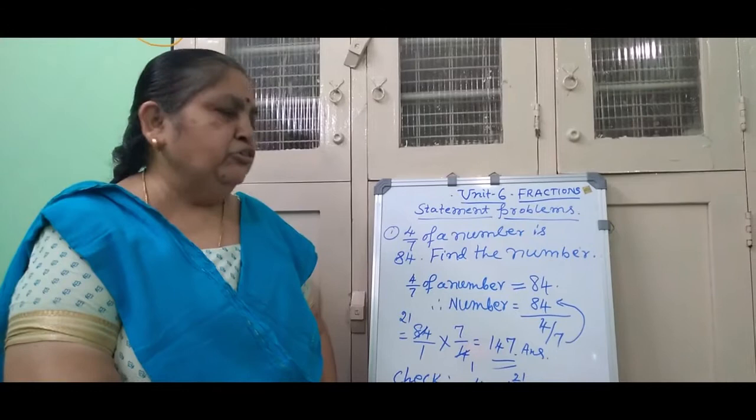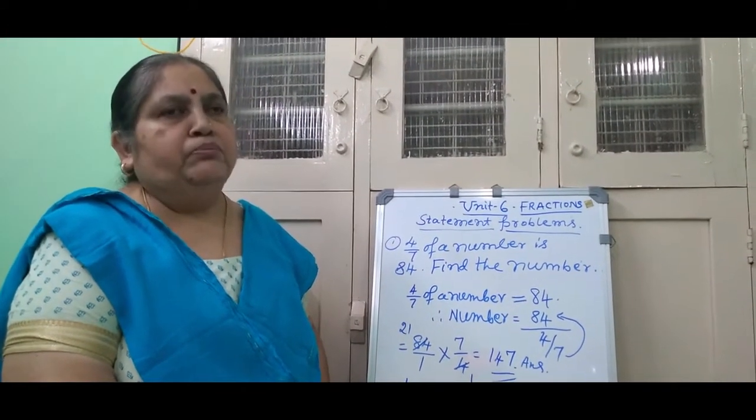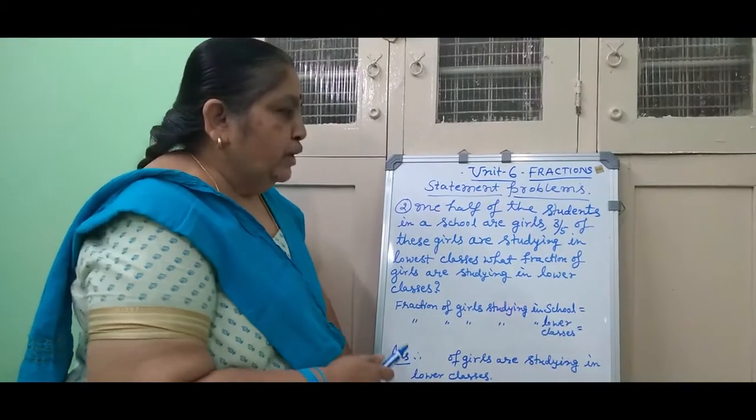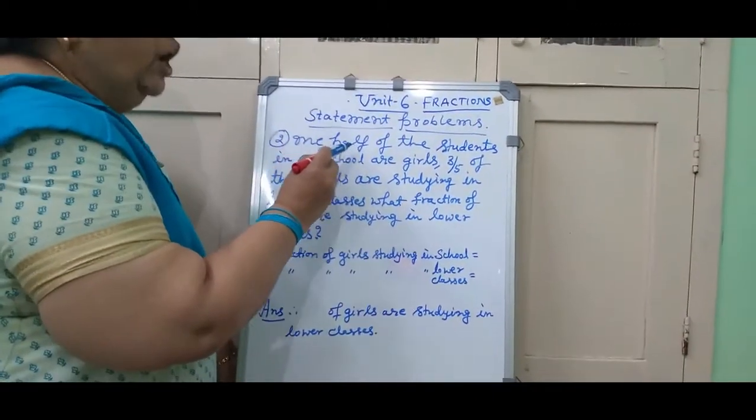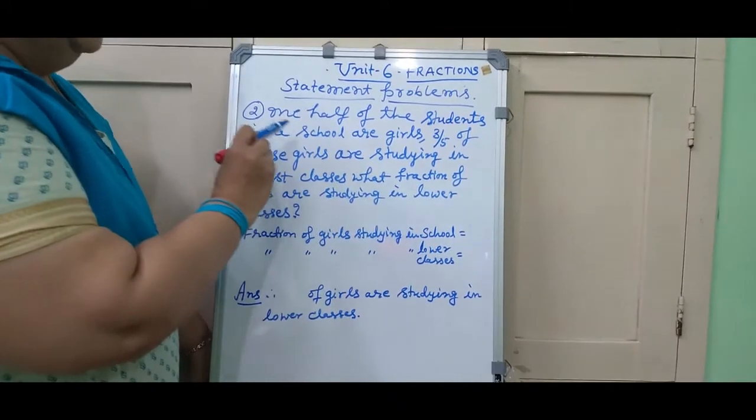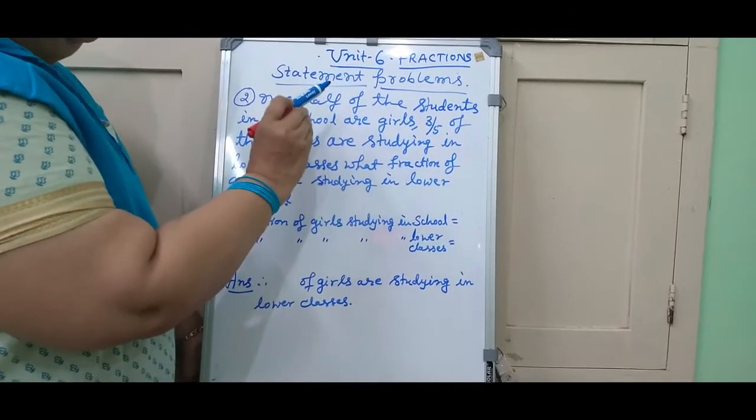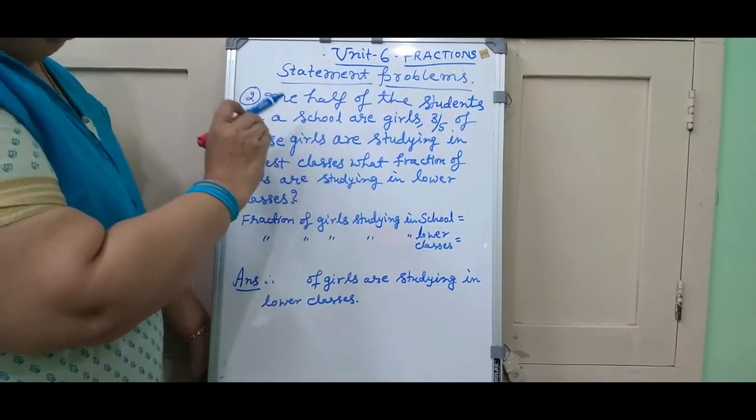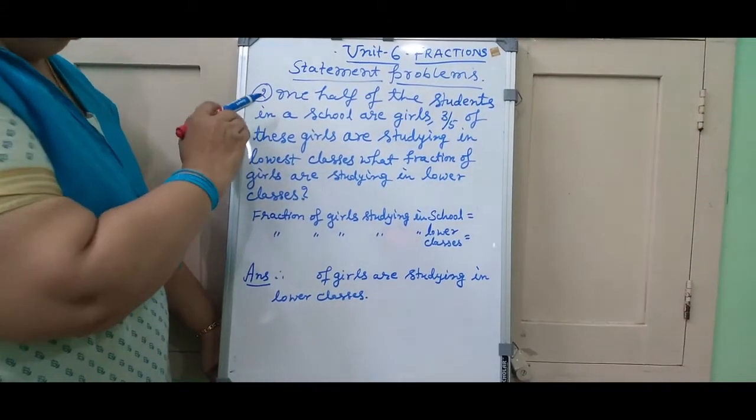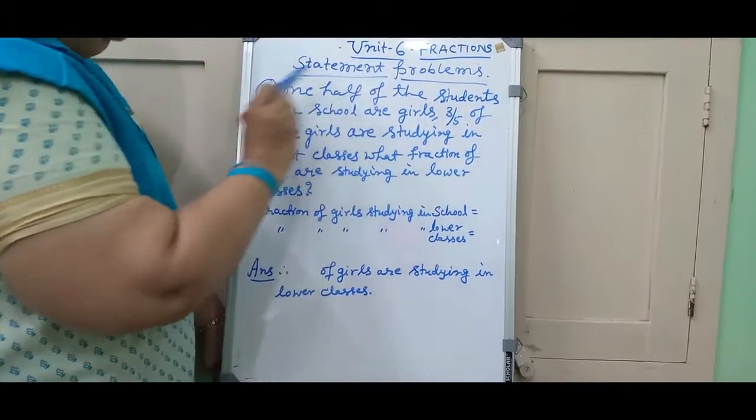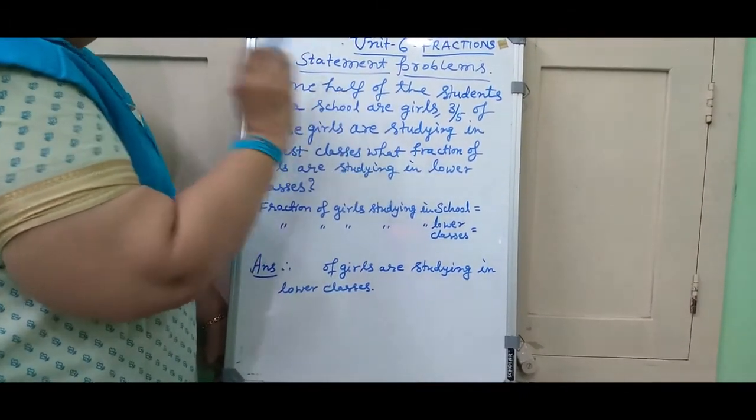Now let me show you one more statement problem. Now let us read and understand this second problem. 1/2 of the students in a school are girls. See, in a school means the girls and boys will be there, both of them, co-education, will be there. So 1/2 of the students in a school are girls.